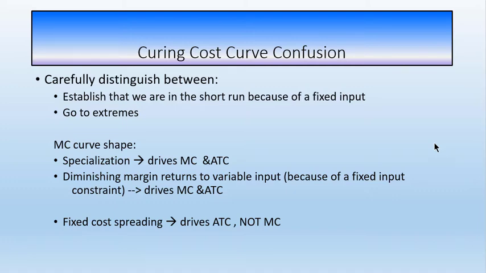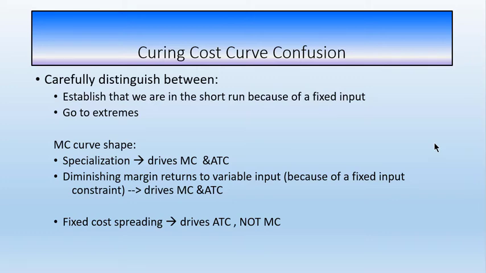We'll also look at diminishing marginal returns to the variable input. And the returns are diminishing or decreasing because, again, there's a fixed input, and that is the constraint eventually. As you add more and more labor, you have this constraint of a fixed input. Again, that tells us we are in the short run. And so this diminishing marginal returns will drive the marginal cost and the average total cost curves.